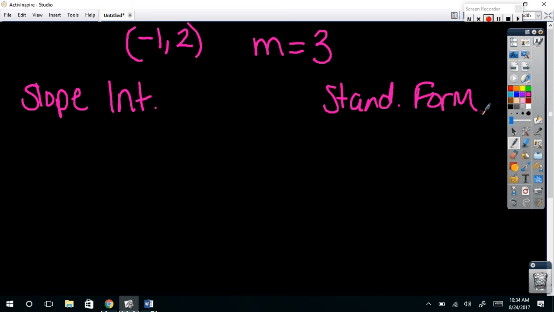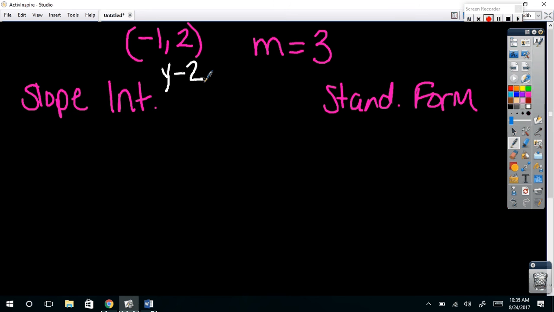Now, I'm still going to start the same place. I'm going to start the same way, plugging into point slope, because I have a point and a slope. I'll give you a chance to look at it. Before you can put it in the other forms, you're going to need to put it in point slope form. Then we'll manipulate it from there.